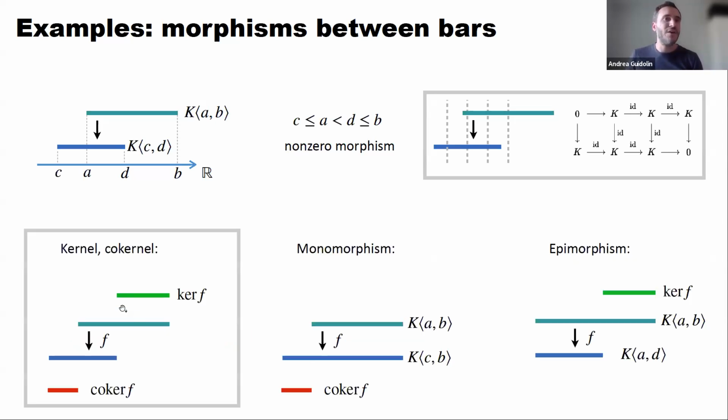And since we have this picture, I can show that the kernel of this morphism between bars is just this bar, and the co-kernel of this morphism between bars is just the spread bar. If the two bars coincide on the right, the kernel is zero, so we have a monomorphism. And if the two bars coincide on the left, we have a zero co-kernel, so we have an epimorphism, of persistence modules, well, between bars.